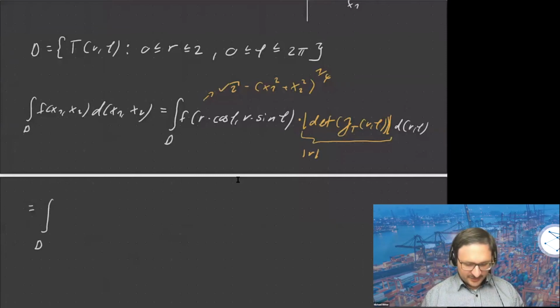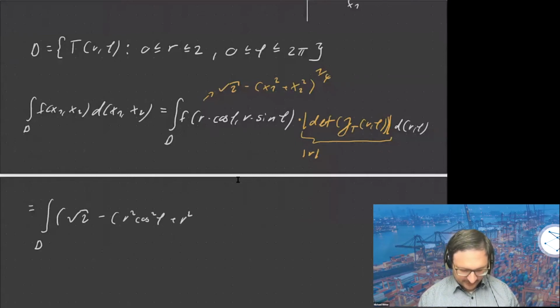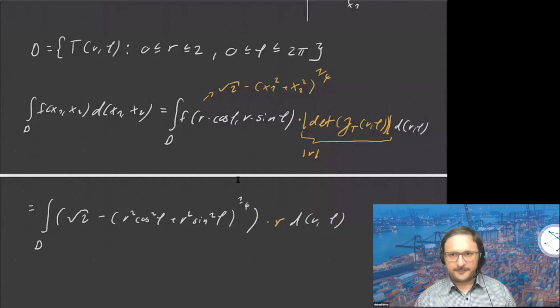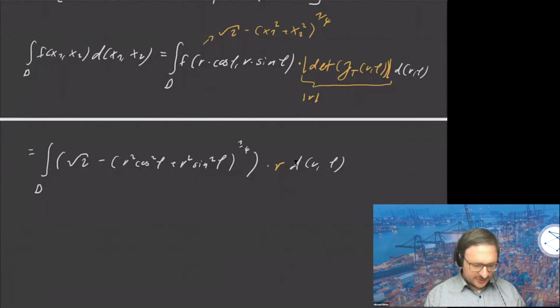Okay, so let's do that substitution. What we get is, for the function f, square root of 2 minus r squared cosine squared phi plus r squared sine squared phi, to the power of 1 over 4. So that's the function f. Times that r here, please don't forget that, dr d phi. And now we're ready to just do the computations.